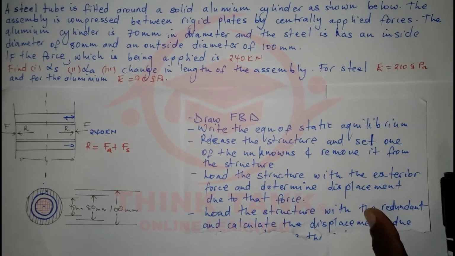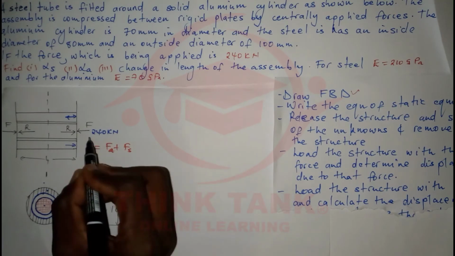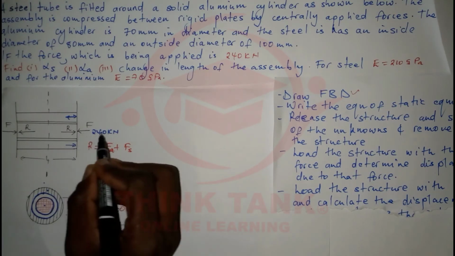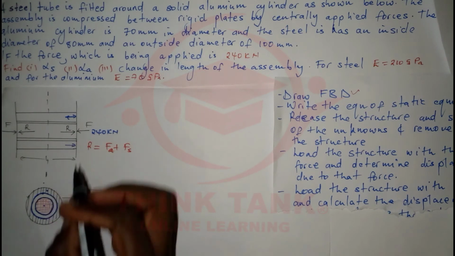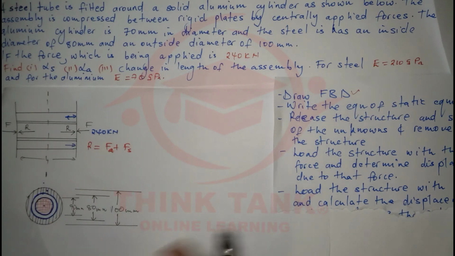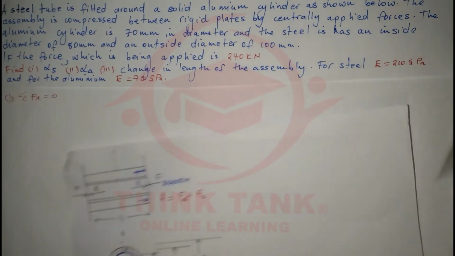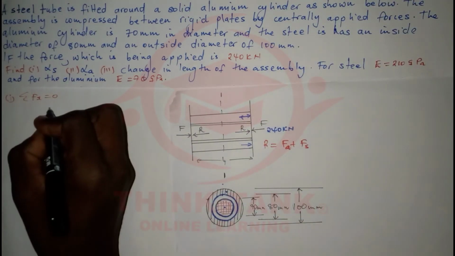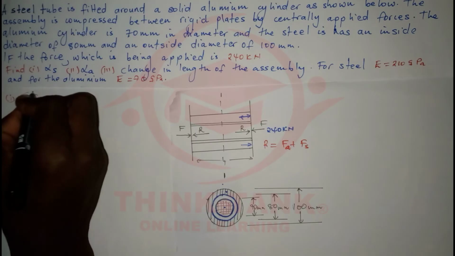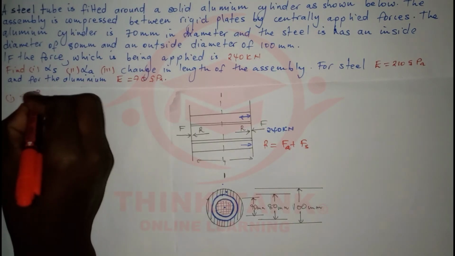Okay, so let's first start by drawing a free body diagram. We have a force of 240 kilonewtons, and that means we're going to have a reaction from Newton's third law of motion. And the other thing that we're going to do when calculating stress is we just take the section. Either we're going to take the left section or the right section, but I'm going to choose the right section here. So we're going to resolve it along the x-axis, and we're going to take the right side as the positive.